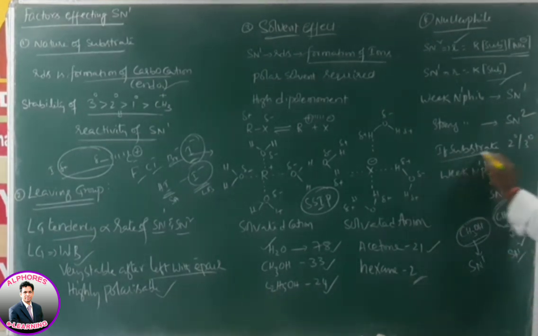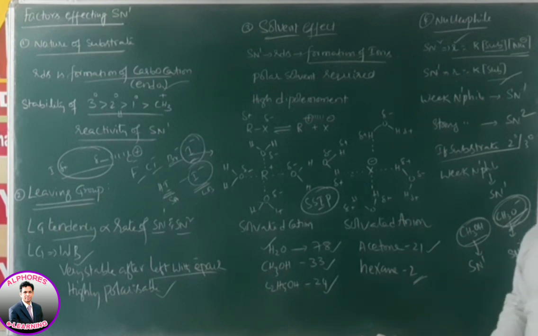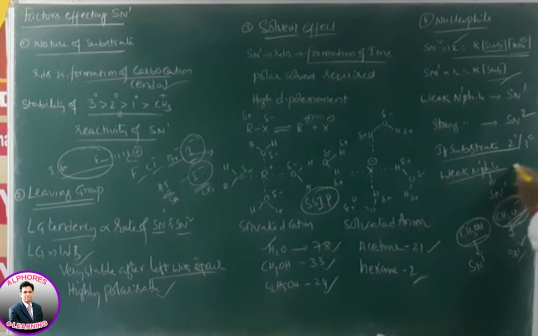Now, if the substrate is secondary or tertiary, okay, I am going to take one more condition, sir. Secondary and tertiary substrates are obviously able to form more stable carbocations. In such a case, even though the nucleophile is weak, they promote SN1 reaction. They form somewhat stable carbocation in secondary, and more stable carbocation in tertiary. In such a case, when we are using a weak nucleophile, they promote SN1.